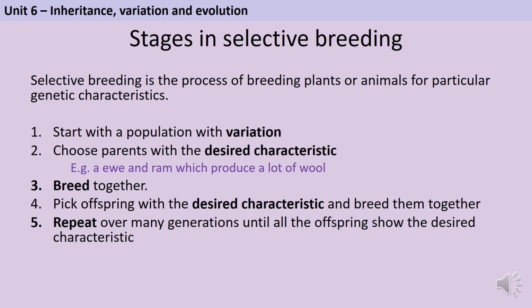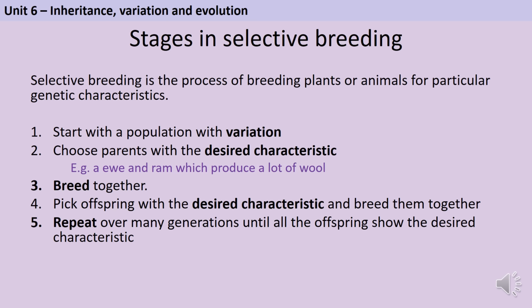So the first point is that we need to start with a population with some variation in it. And from that population, we're going to pick the best animals, obviously a male and a female, so that they can be bred together. And they're both going to have the desired characteristic. So that could be cows producing lots of milk, or pigs producing lots of meat, or sheep producing lots of wool. So you're going to pick a really good male and a really good female and breed them together. And they're going to have lots of offspring.